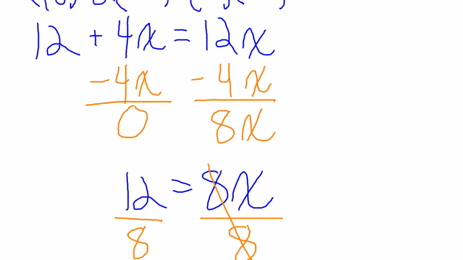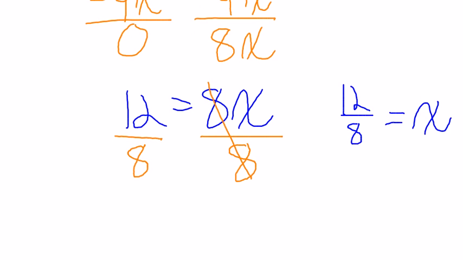I'll do that over here on the side. I get x is equal to 12 over 8, and we know that 4 goes into both 12 and 8, so we can simplify that, and we can make that 3 over 2 equals x. And if we change 3 over 2 into a mixed number, that would of course be 1 and a half.